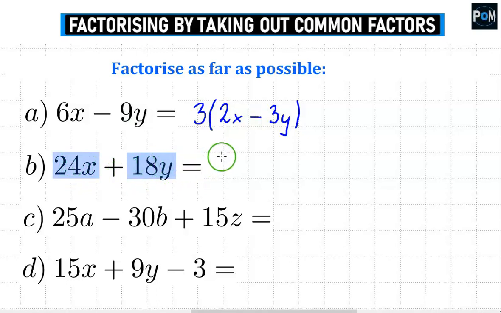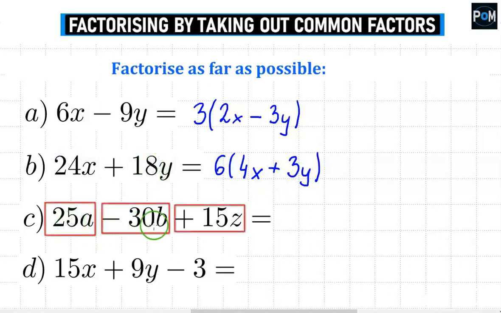In example B, we have 24 and 18. They could be simplified by 6. So we put the 6 outside the bracket, and now we look to get 24. That 6 has to be multiplied by 4. To get this letter x, we need to put an x here. 6 times 4x gives us 24x. To get 18, we need to multiply 6 by 3, and again the letter y. So we have 6 times 3y, giving us 18y.